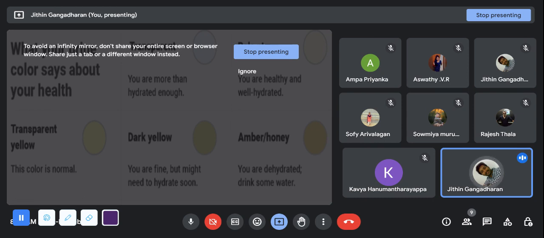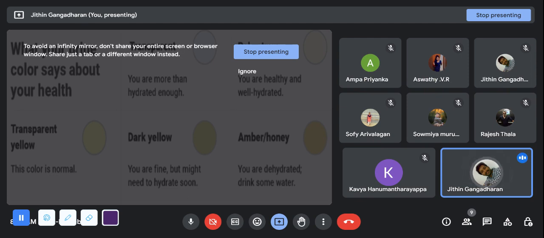Now just see the urine color. When the urine is purely transparent, you can say that you are overhydrated. You don't have to drink this much water. You are overhydrated when the urine is very transparent. That is an indication. Then pale straw: just a tinge of pale means you are healthy and well hydrated. So you have to keep your urine in this pale straw color. Transparent yellow also says that the urine is normal.